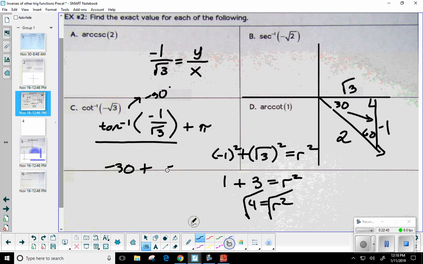Is what? Oh, not 90. That's pi over 2. 180. Pi is 180 degrees. They're equivalent. So let's see. What's a negative 30 plus 180? So the final answer should be 150 degrees. Okay.